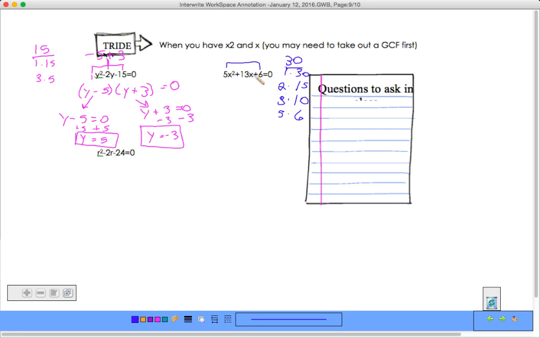I know my signs are the same because this is a plus, and I want +13, so they must both be positive numbers. So I get +13 with the same signs. I'm going to want +3 and +10. Remember to write 5x plus 3 and 5x plus 10. I didn't give myself much room. Let's rewrite that.